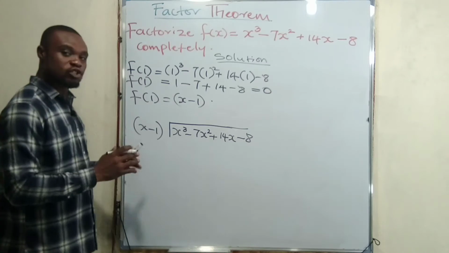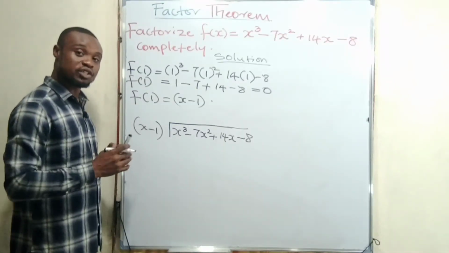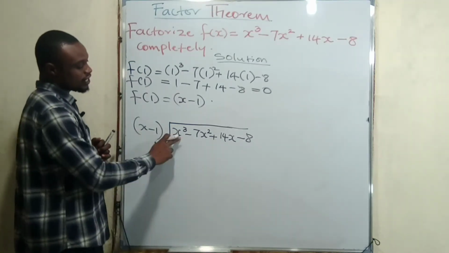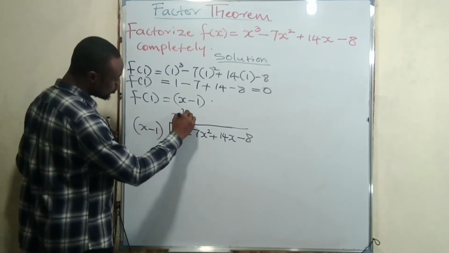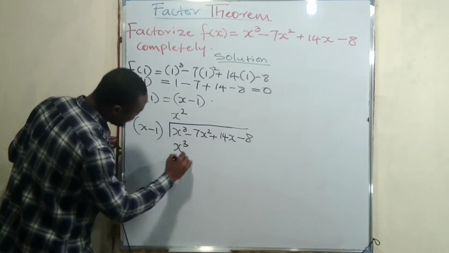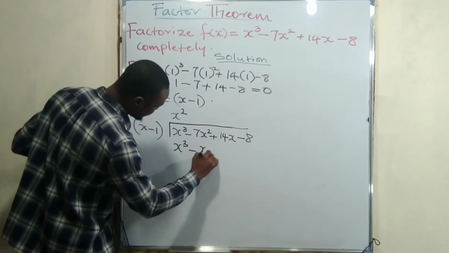So this is going to take the same method as the long division process that you do in your arithmetic. Now, x cubed divided by x gives x raised to the power of 2. Now, x raised to the power of 2 multiplies this x, and we have x raised to the power of 3. Same x raised to the power of 2 multiplies minus 1, and we have minus x raised to the power of 2.